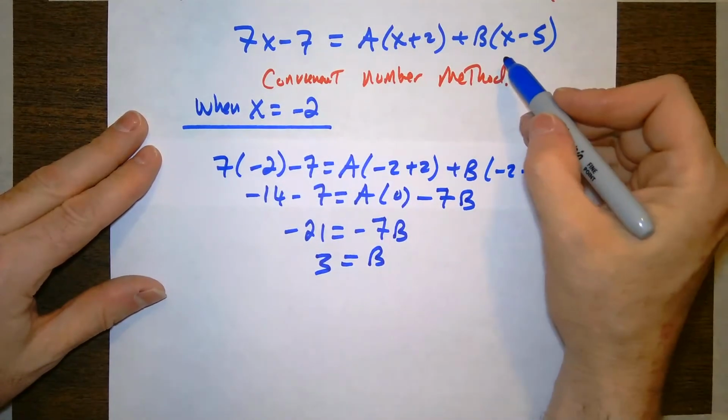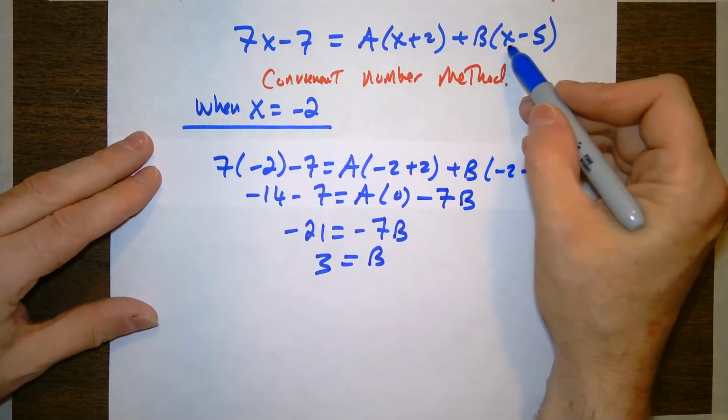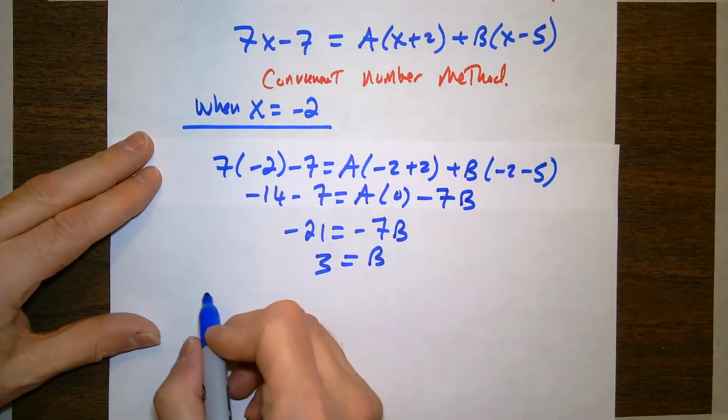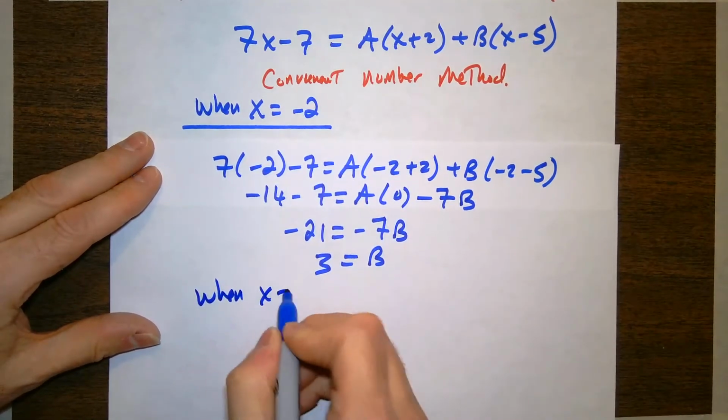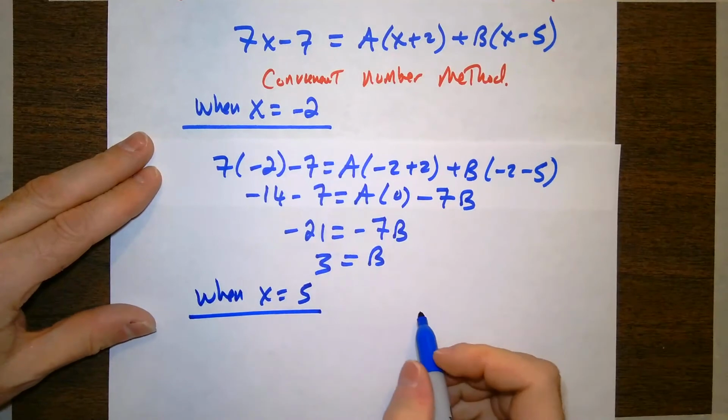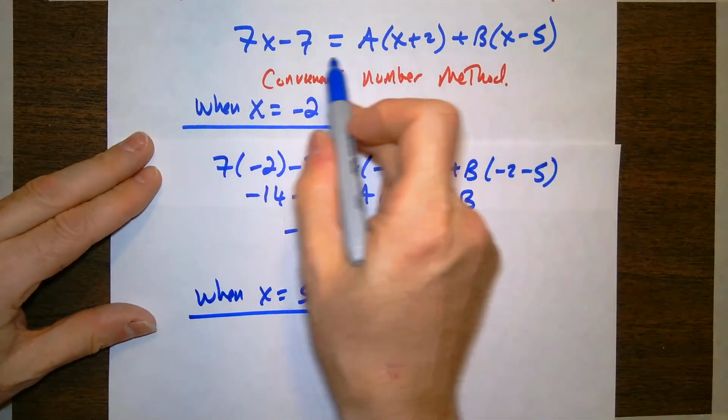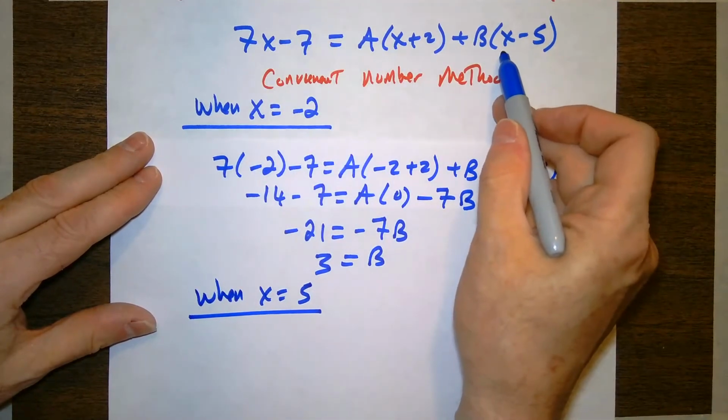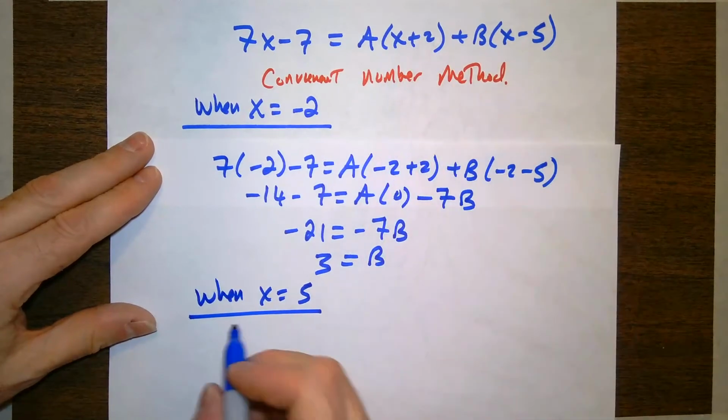I noticed that there's another convenient number that I could use when x equals 5. So let's see what happens when x equals 5. Now I'm going to plug 5 in here for x's, realizing that it'll make b go away, and I'll be able to solve for the a's.